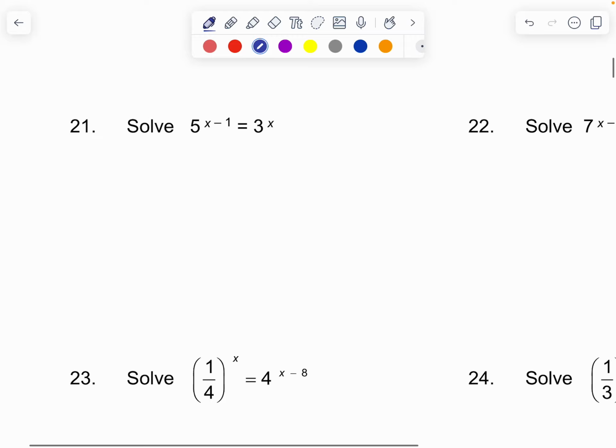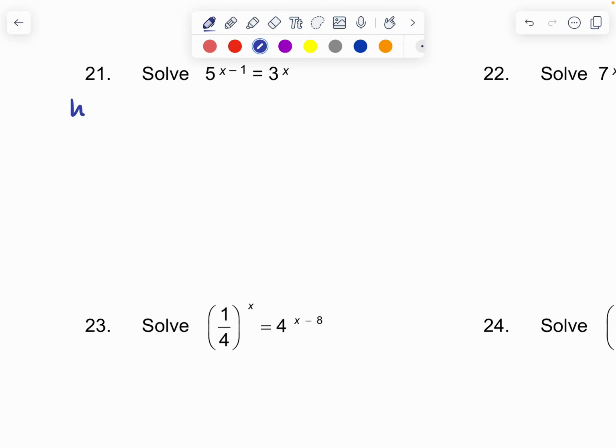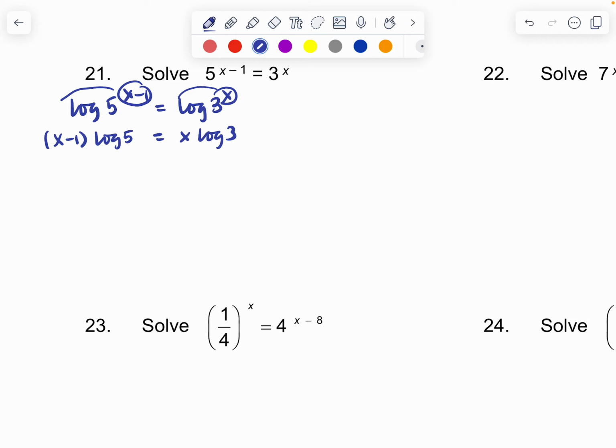Okay, take the log of both sides. So I'm going to have log of 5 to the x minus 1 equals the log of 3 to the x. And then I'm going to go ahead and bring down my exponents. This time I have 2 of them. So I'm going to have x minus 1 times the log of 5 equals x times the log of 3. Now, really up to you how you do it at this point. You can divide both sides by log 5 and just work with a decimal, or you can distribute. I'm going to opt for distributing because it gives me a more exact answer.